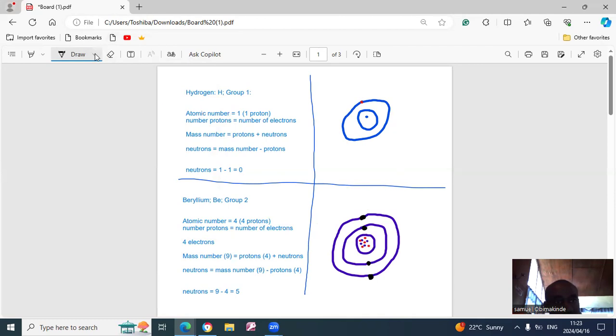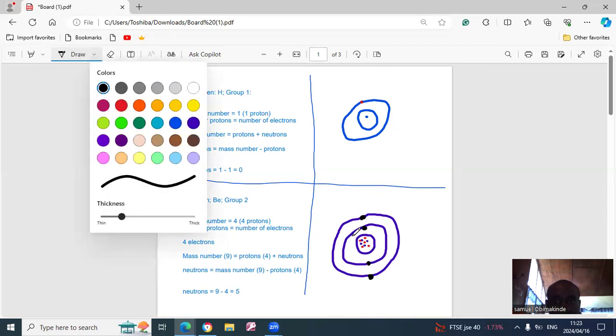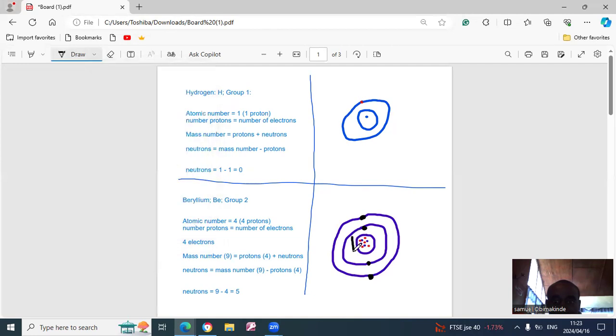But for now, I just want us to concentrate on the nucleus, on the center alone, right? For now, we will not bother ourselves about the structure of the electrons. Definitely you need to know the number of electrons in a particular element, but don't bother with these rings for now. I just want you to focus on the nucleus. The nucleus, remember, contains the neutrons and the protons.